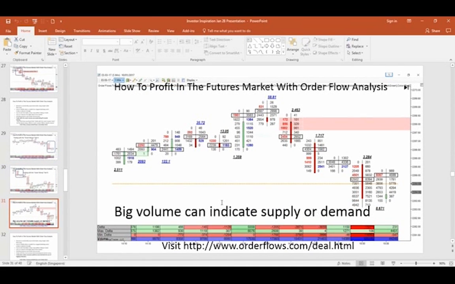Another example, big volume can indicate big supply or big demand. So here you have a market rallying up, right? And when you're rallying, it's a demand-driven market. Demand is there to drive the market up. When you get up to this level, you've got a bearish ratio. It's indicating the market has got some decent volume up here, so we can possibly make a turn and go lower.